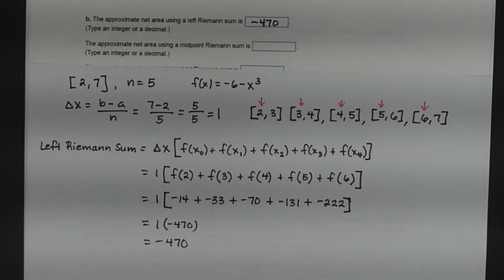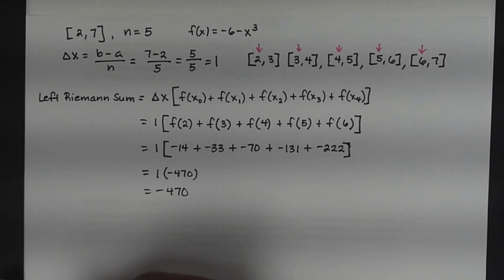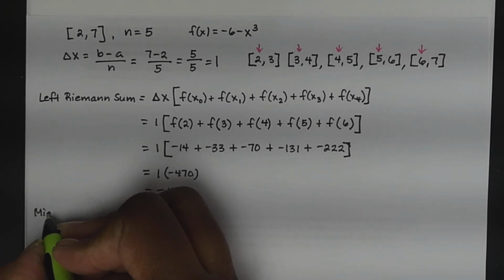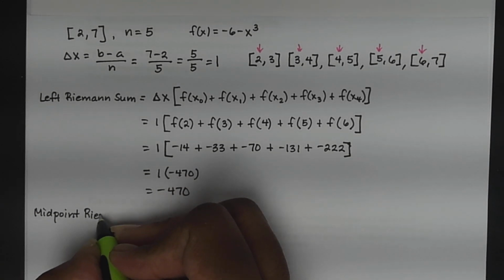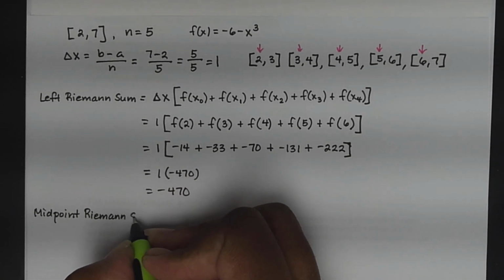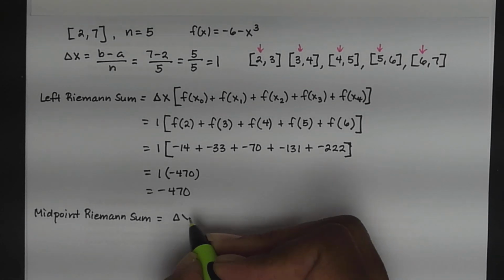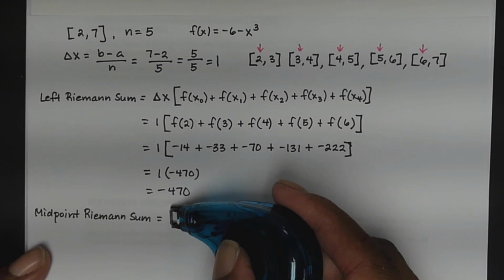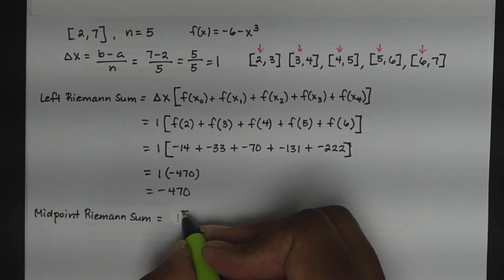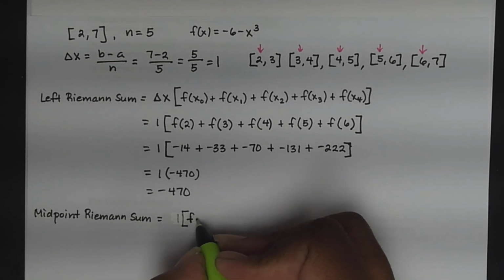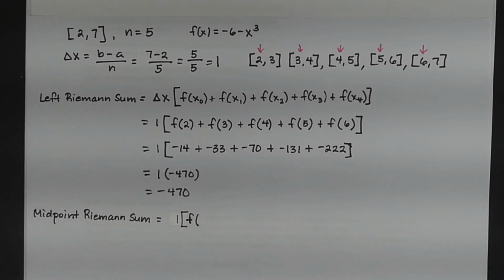Okay, that's the left Riemann sum. Now for the midpoint Riemann sum, this time it's going to be delta x. Well, actually, I know what delta x is. I can just say delta x is going to be equal to 1. So I can just say 1 times f of each of these. I have to find the midpoint of those.